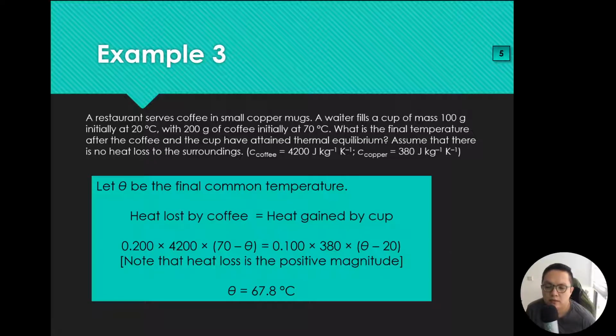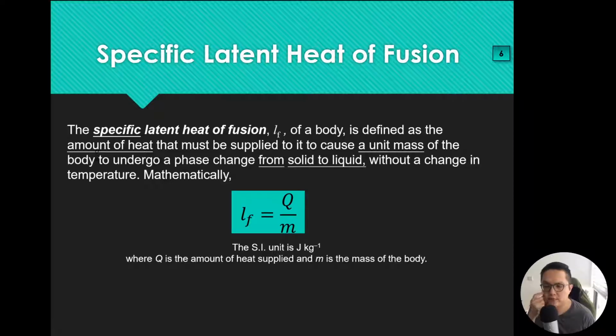You realize it's much closer to the initial temperature of the coffee, mostly because of two factors. One is that it's easier for the copper to gain temperature by absorbing a fixed amount of energy because of the lower heat capacity. The second reason is that there's actually more coffee than your cup mass. These two factors swing it towards a final temperature that's closer to the initial temperature of the coffee. Let's move on.